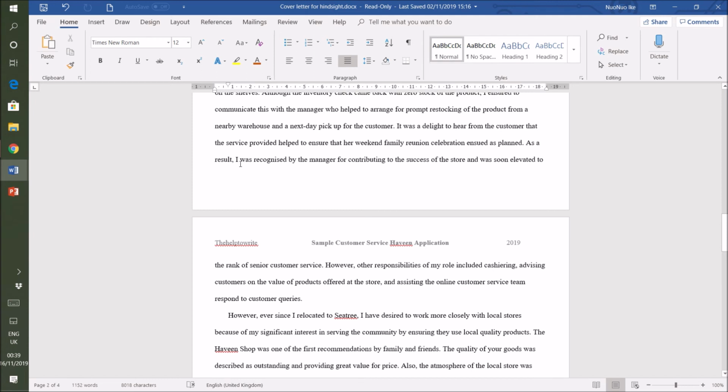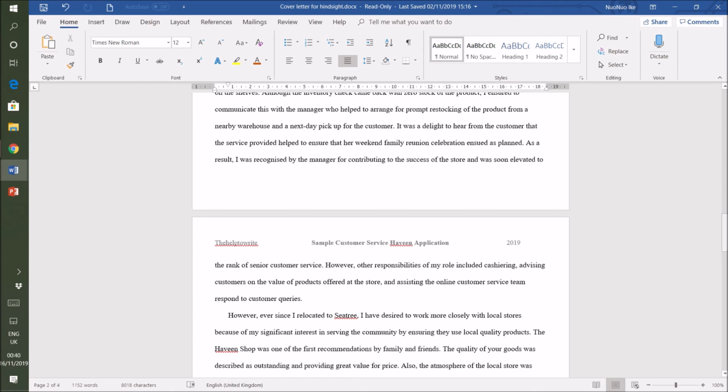Also, I further detail what the implication was for me. So, as a result, I was recognized by the manager for contributing to the success of the store and was soon elevated to the rank of senior customer service. So here I have written down not only the implication for the customer I served, but the implication for myself as well, which included a promotion. And I briefly mentioned the other responsibilities that I performed as a customer service, which included cashiering, advising customers, and so on.